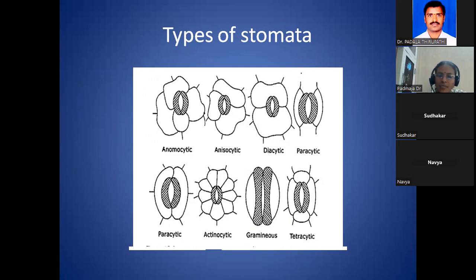And in the actinocytic type, the guard cells are surrounded by a number of cells. In the graminaceous type, seen in monocots, dumbbell-shaped guard cells are seen, and they are surrounded by subsidiary cells. And the tetracytic type is surrounded by 4 cells. So depending upon the arrangement of subsidiary cells around the guard cells, there are different types here.